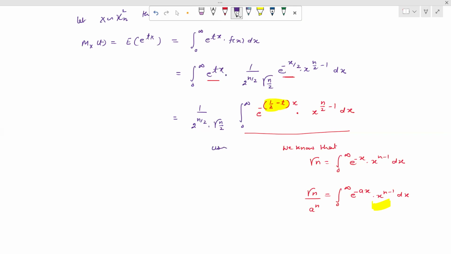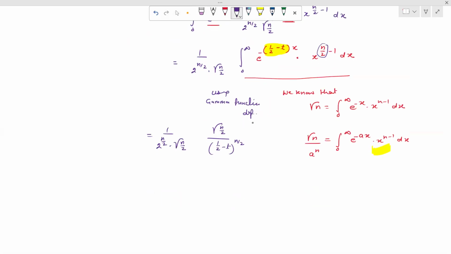So here we write down, using gamma function definition. So when we use the gamma function definition, this gives us 1 upon 2 raised to the power n by 2 into gamma n by 2, और इसकी वैल्यू क्या हो गई हमारी, गामा n by 2 अपॉन a, और a क्या है हमारा, a है 1/2 माइनस t और होल टू द पावर n, मीन्स n/2. So this is the moment generating function of chi-square distribution.